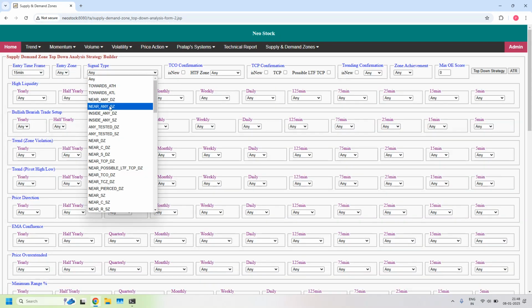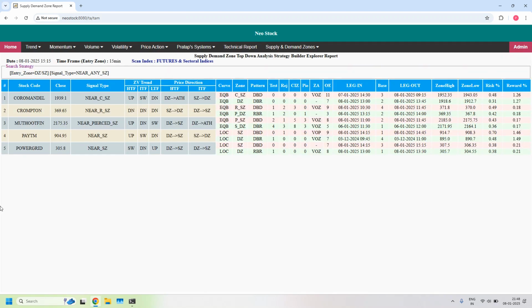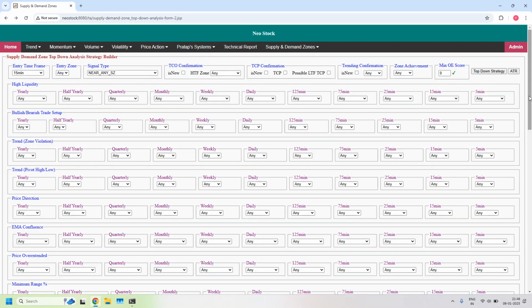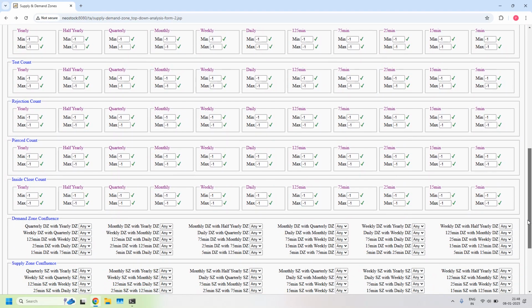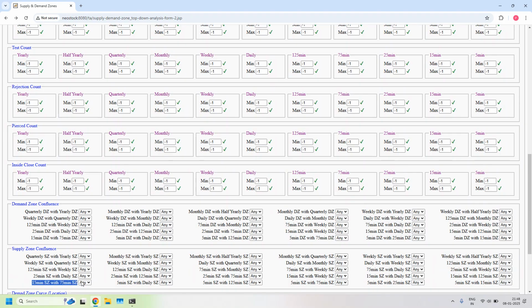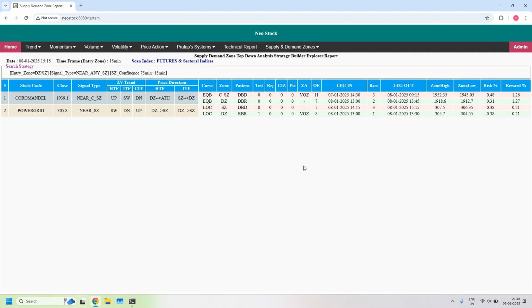Stocks near 15 minutes supply zone. We got 5 stocks. Out of these 5, how many are having ITF supply zone confluence? That is 15 minutes and 75 minutes supply zone confluence. Enable the filter. We got 2 stocks. These 2 15-minute supply zones are part of the 75 minutes supply zone. That is what zone confluence.